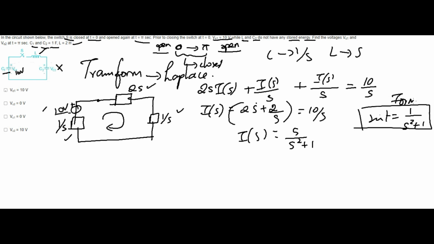So this is the formula, sin t is equal to 1 by s square plus 1. So this is equal to 5 into sin t. I can simplify because the argument is 1, is it right? So that directly you can write sin t, okay. No problem. The next one, we have to find the voltage VC1 of t, okay.